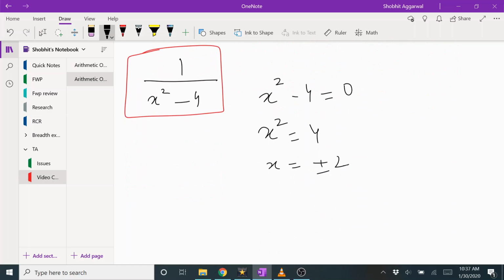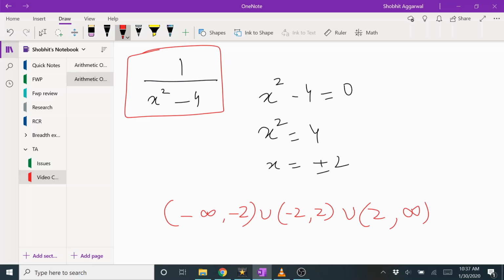Now let's see how we'll write this. So the domain for this function becomes minus infinity to minus 2, union minus 2 to 2, and union 2 to infinity. So that's how we perform the arithmetic operations on functions.